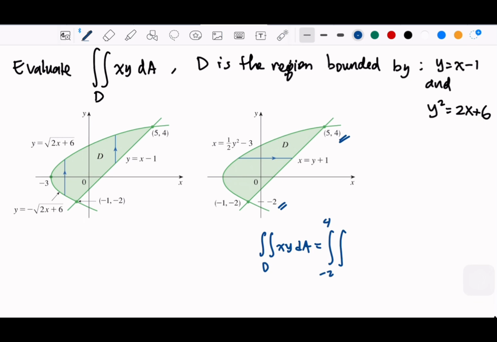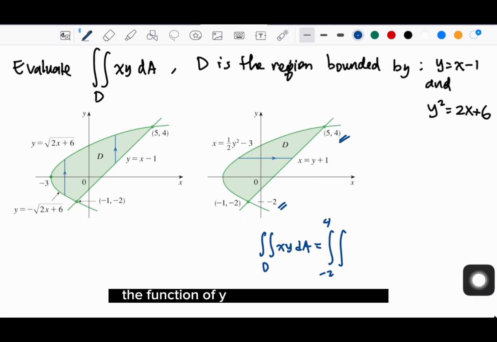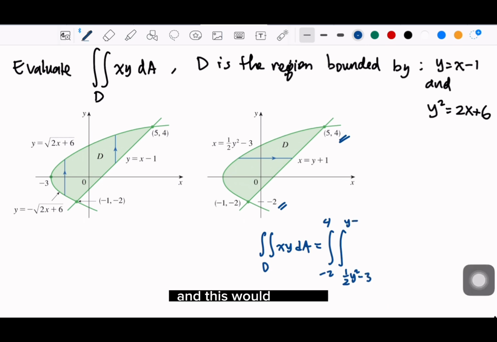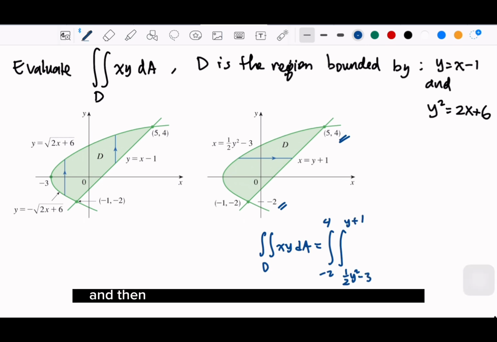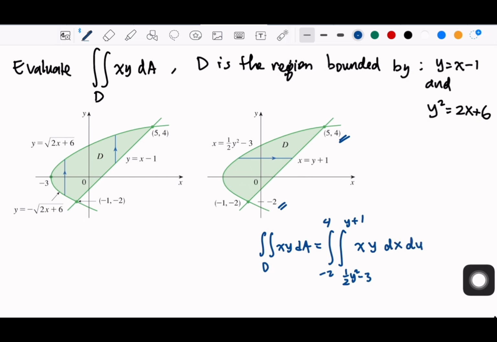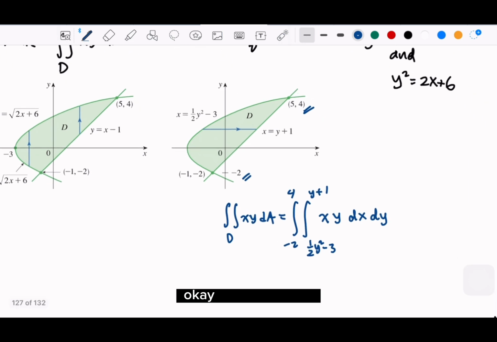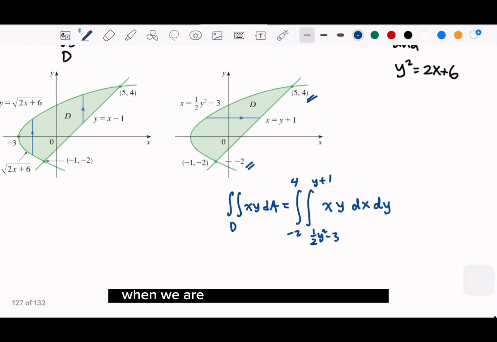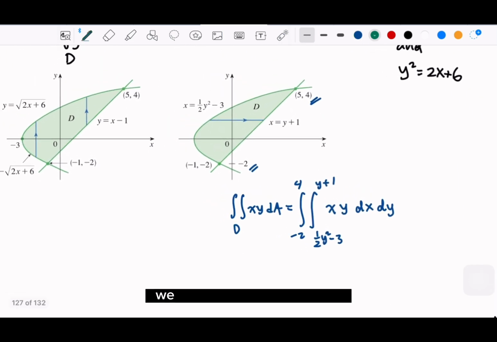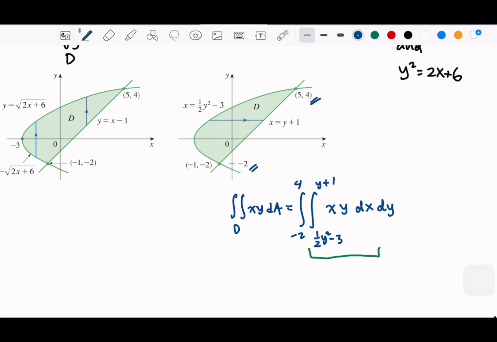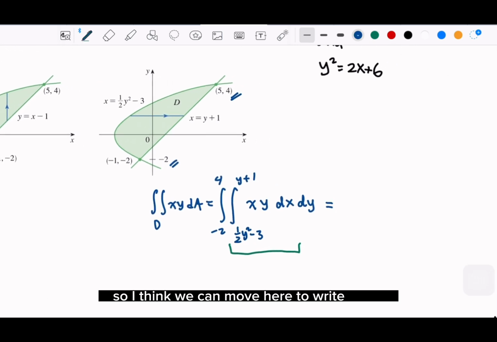Okay. And then the inside of the integral, that would be the function of y. So half y squared minus 3, and this would be y plus 1. Okay. And then write down the question, and then dx dy. Remember that when we are taking this double integral, we start from the middle part.